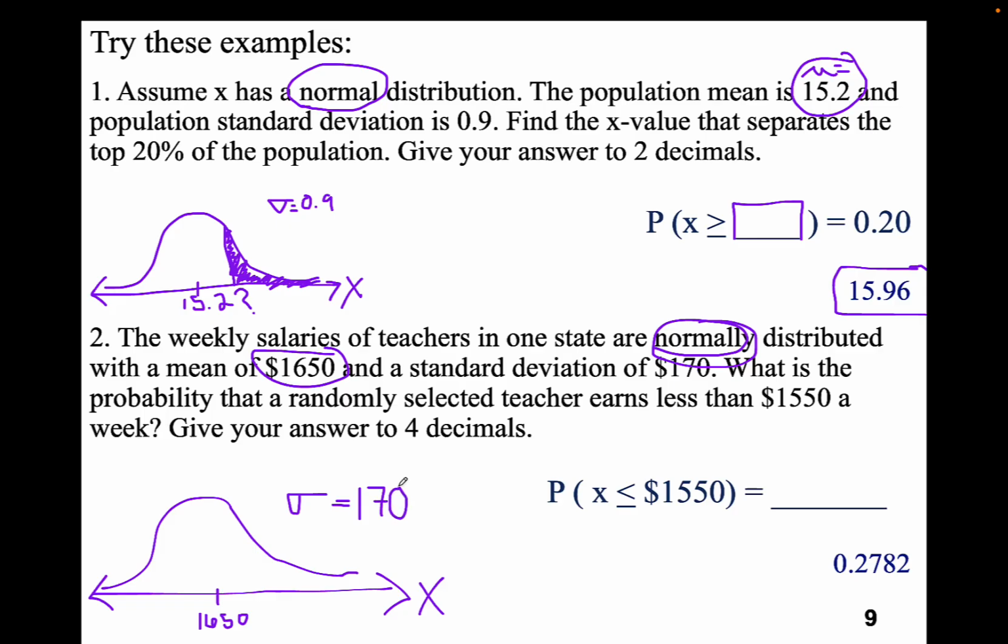What is the probability that a randomly selected teacher earns less than 1,550 a week? Okay, so 1,550, they provided us with the x value. So maybe it's right about here. So we can only eyeball what percent is shaded in, but if we use technology, it'll get us a more accurate percent shaded in.